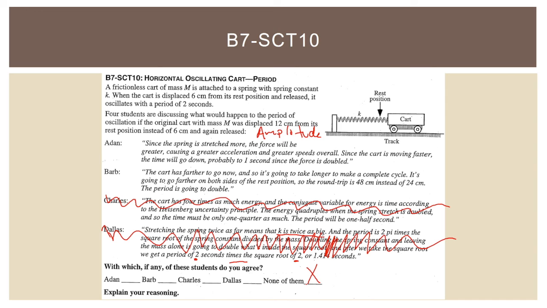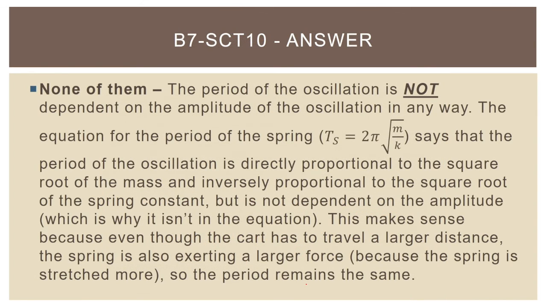Barb says the cart has farther to go now, and so it's got to travel a longer distance. That is also a fact. They fail to account for what the other is saying. Aiden is right. It's going to go with more force, more acceleration, more speed, but it also has to go farther, like Barb says. And so the fact is, when you combine both of those points of logic, it tells you that the amplitude is not going to affect the period. That's the key detail here. None of them are correct. The period of the oscillation is not dependent on the amplitude of the oscillation in any way.